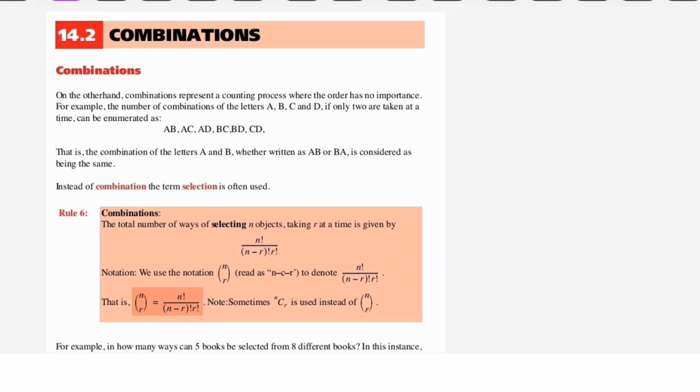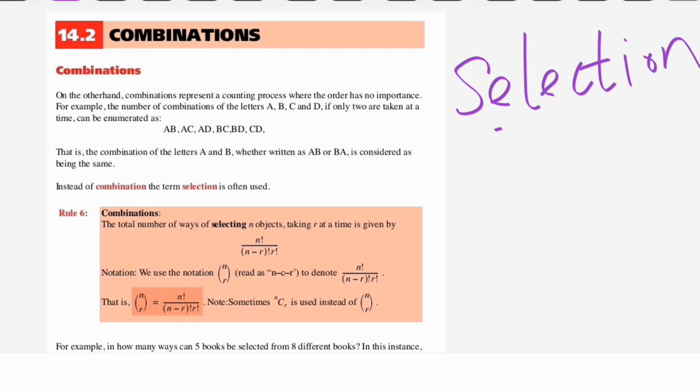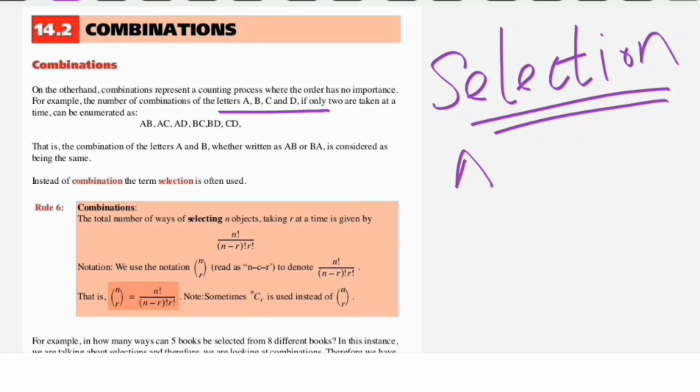When you hear combination, the word that should come to your mind is selection. So combination and selection have the same meaning. Now, bearing that in mind, when you have a group of letters like A, B, C, D, and you have to select groups of twos, like two letters from each of them, you have A, B, C, D, and you are told to just pick two.